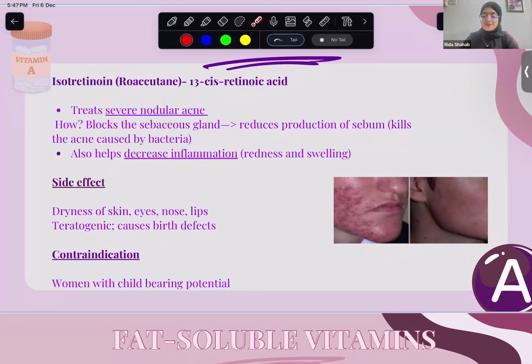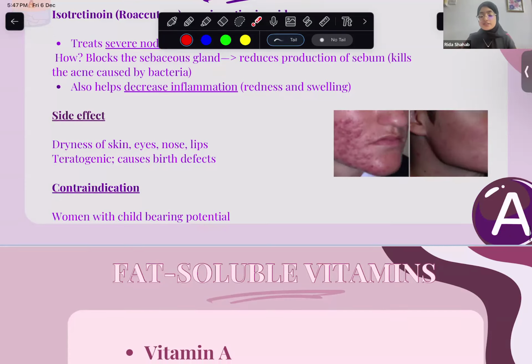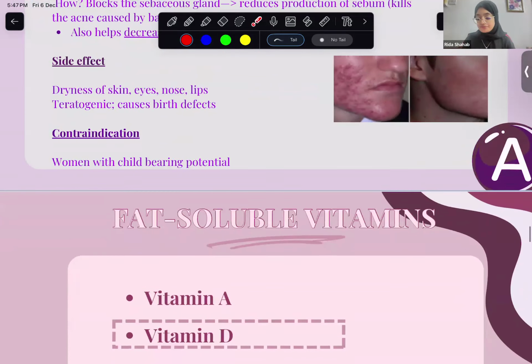It's also teratogenic, which means it causes birth defects. So you cannot give it to pregnant women. So isotretinoin cannot be given to pregnant women, and that's one of the contraindications as well. We have women with childbearing potential, which basically means that if the woman is pregnant, then you cannot give her isotretinoin because of the side effect. It can cause defects in the fetus.